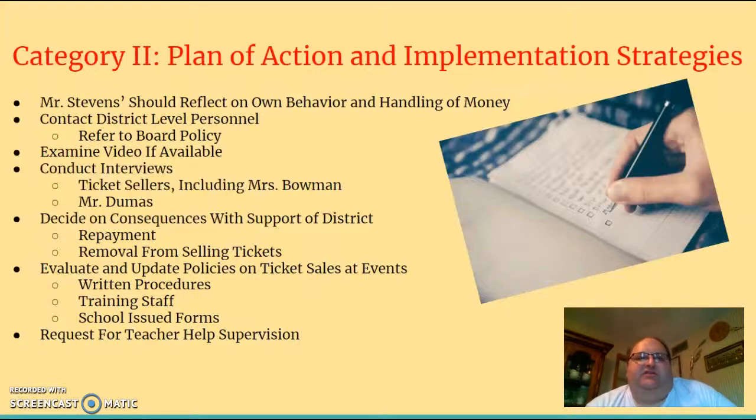I think it's important as we continue with the plan of action to not necessarily go forward in this case with an accusation that Mrs. Bowman committed the theft. I think it's important to evaluate the situation and figure out observations, gather the data before anything is decided.